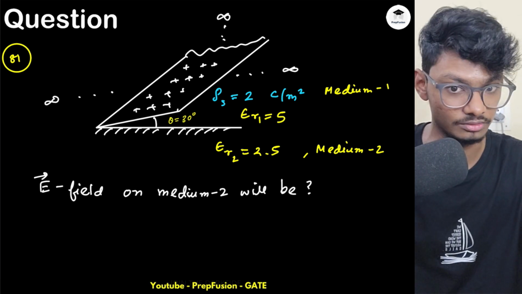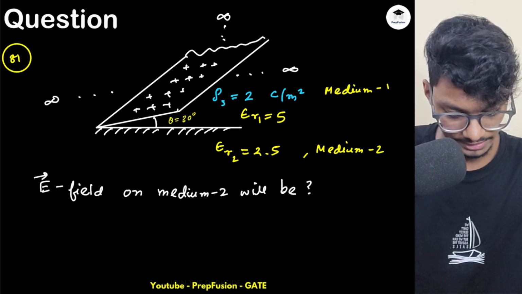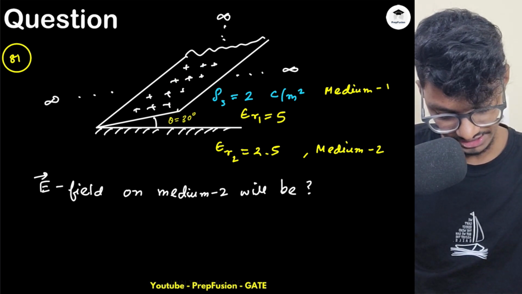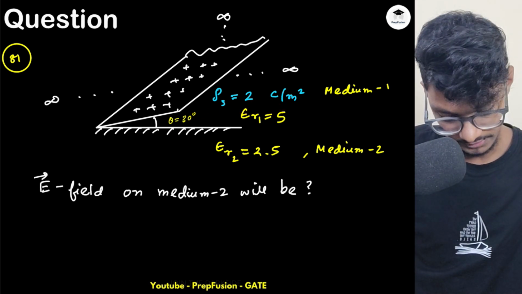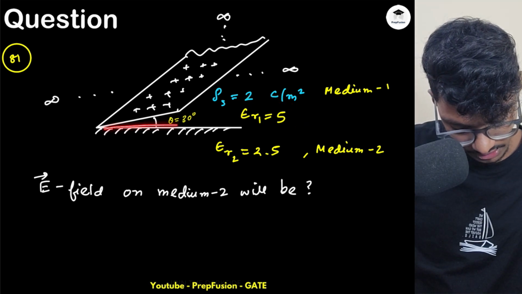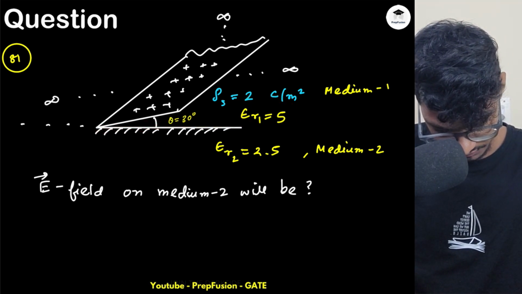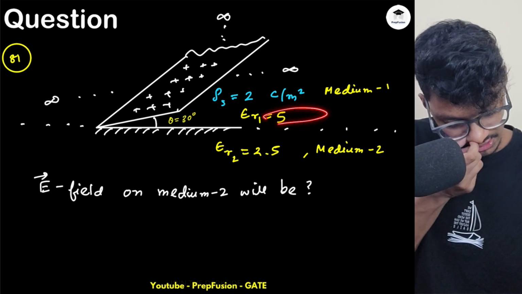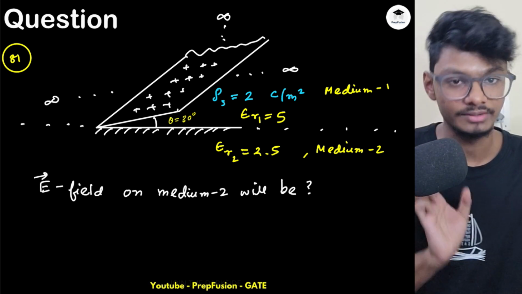This question is actually pretty good. Here I have an infinite sheet of paper with surface charge density 2 coulomb per meter square. This is medium 1, and this is the interface. In medium 1 my epsilon r1 is 5 and in medium 2 epsilon r2 is 2.5. Can you tell me the electric field in medium 2?